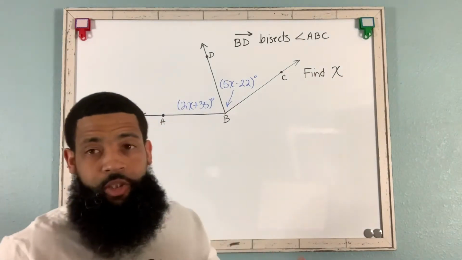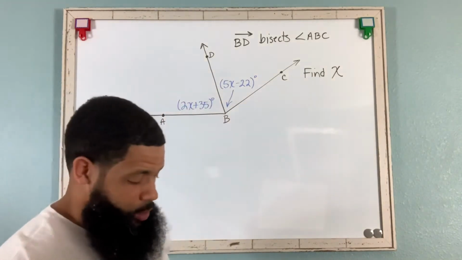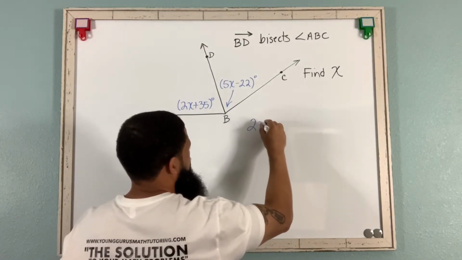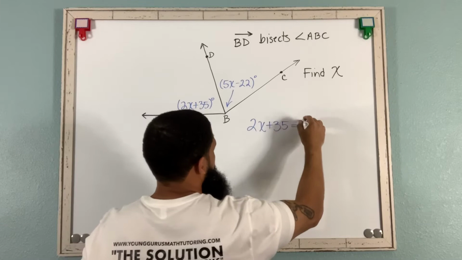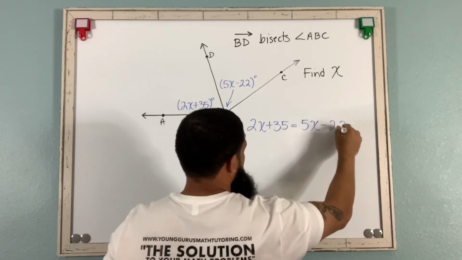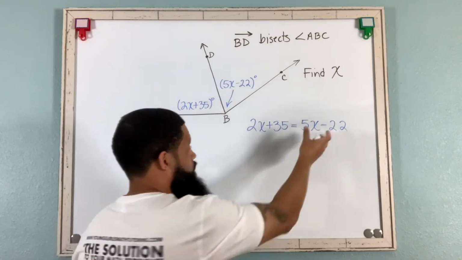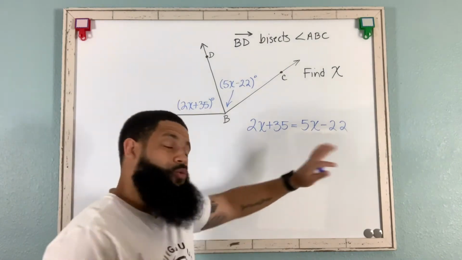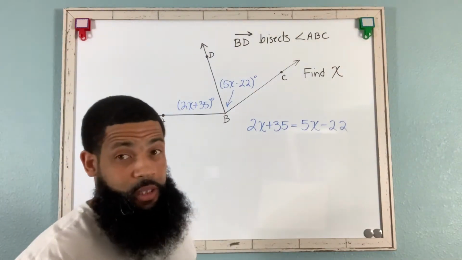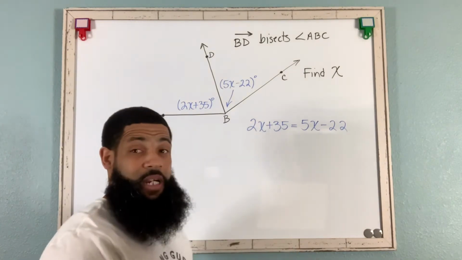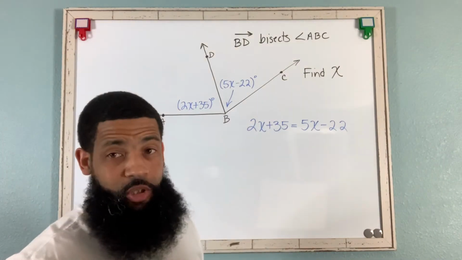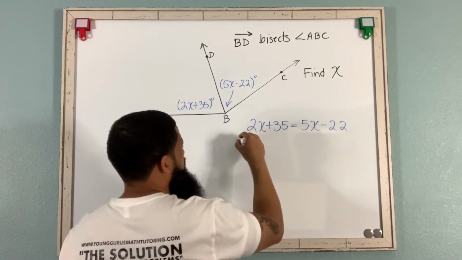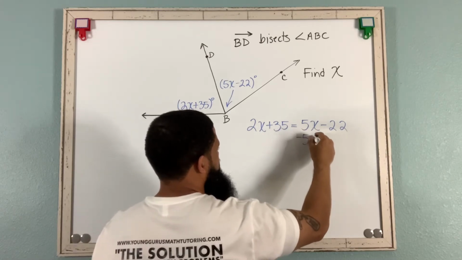We also want to find X. If BD is a bisector, we can once again create the equation: 2X plus 35 is equal to 5X minus 22. Remember, we can also switch these and say 5X minus 22 is equal to 2X plus 35. There are multiple entry points to this equation. If you want to move your x's to the left, that's fine. If you want to move them to the right, that's fine. Just make sure you keep the equation balanced using inverse operations. Here, I'm going to move the x's to the left this time, so I'm going to subtract 5x.